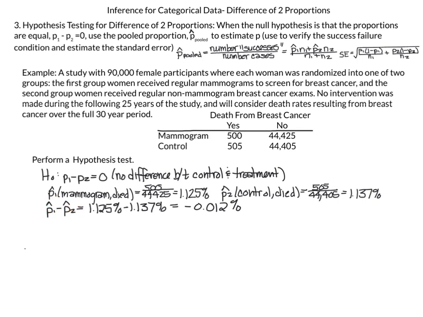Now, is this a real difference because P1 is so much bigger than P2? In other words, the people who had the mammogram died more frequently than the control group? Or is this due to just random sampling error? That's what our hypothesis test wants to determine.